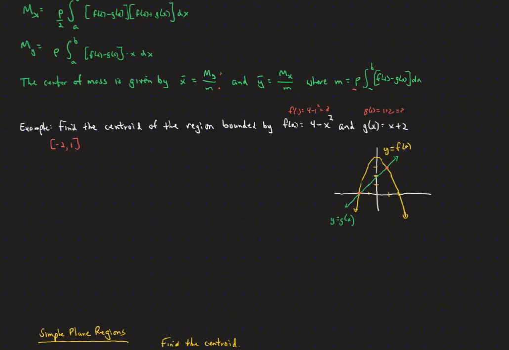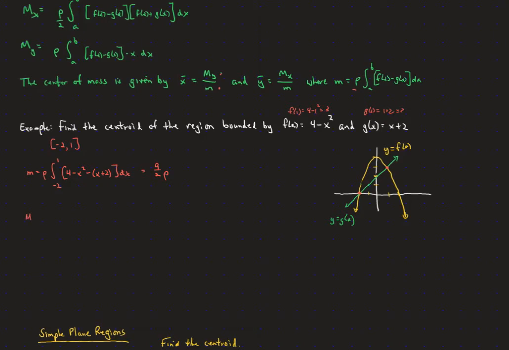So let's see if we can find this. So our mass is going to be rho times the integral from -2 to 1 of our top curve, that's the 4 minus x squared, minus the bottom curve, so that's minus x plus 2, and then dx. And I don't know, did I do that? Somewhere I think I did, if I can find it. I believe that's going to be a 9/2 rho.